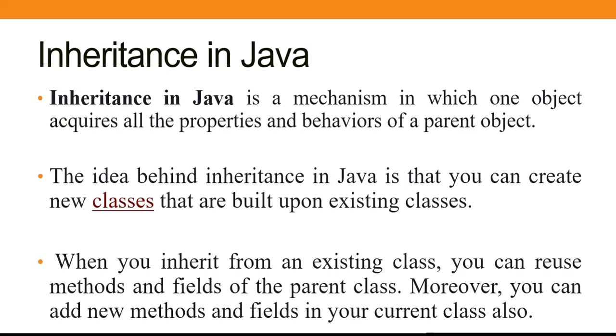Now we are going to discuss one of the most important concepts in object-oriented programming, which is none other than inheritance. So what is inheritance in Java? Inheritance in Java is a mechanism in which one object acquires all the properties and behaviors of the parent object. So let me give you this example.